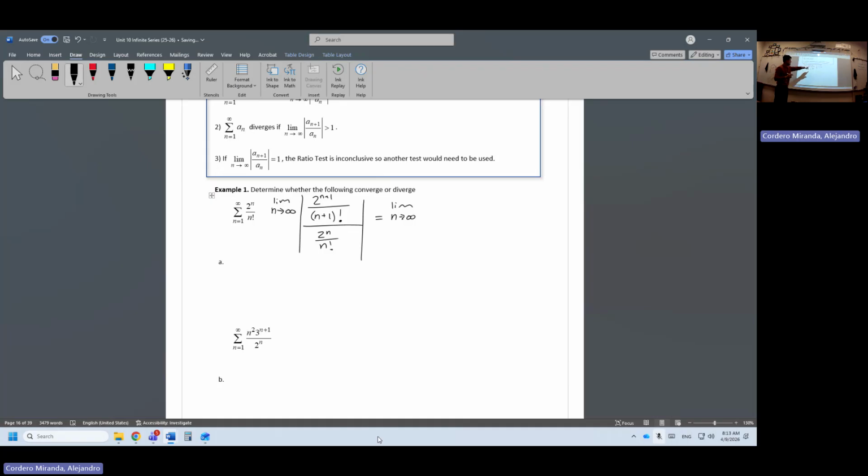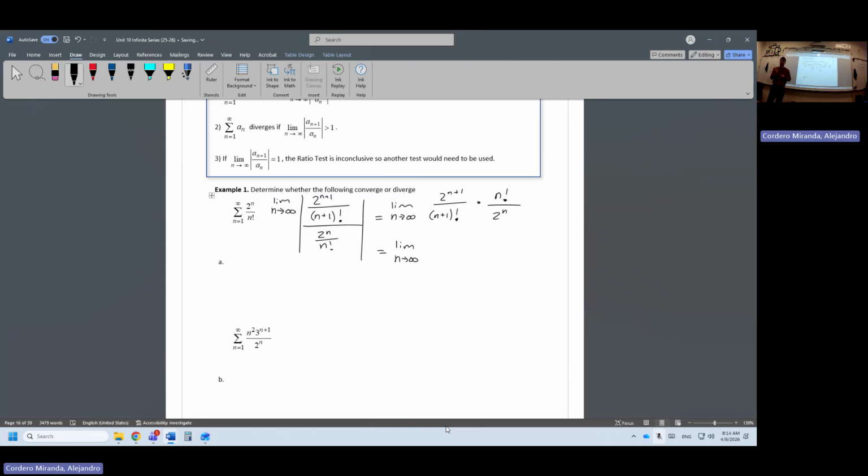So in this case, we have 2 to the n plus 1. This guy stays the same, times this flipped over, so n factorial over 2 to the n. Okay. And now let's do the simplifying that we know for sure. Do you guys know how 2 to the n plus 1 over 2 to the n can combine and simplify?